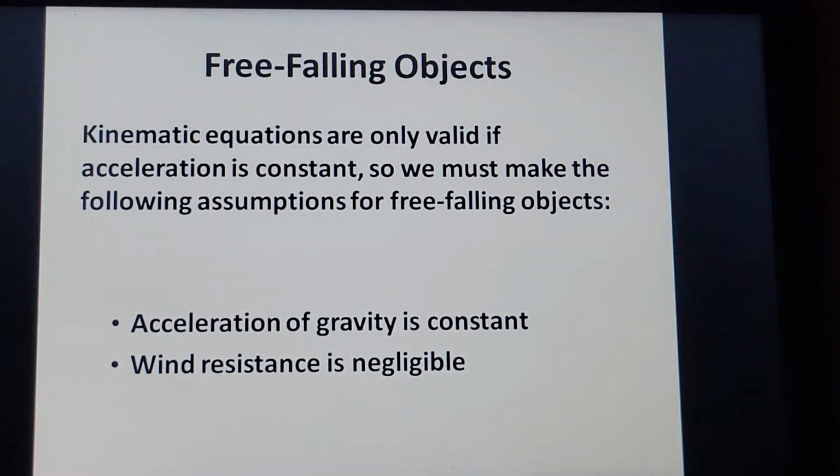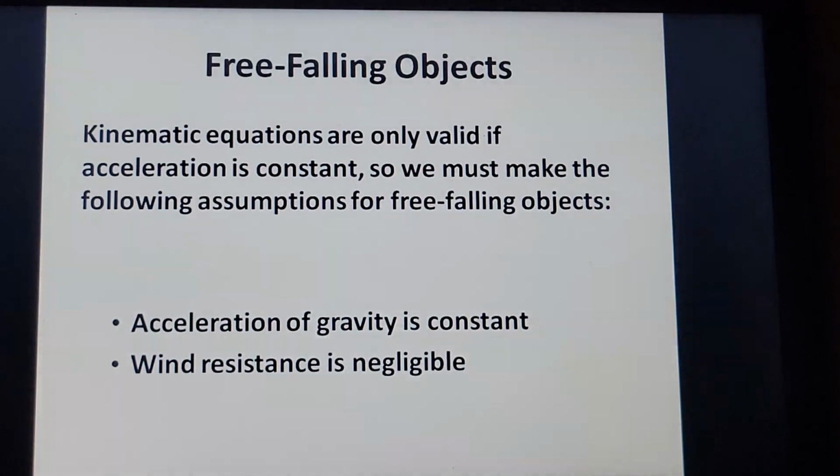Okay, now we're going to do a couple free-falling object problems. Anytime a ball is flying through the air, it's a free-falling object. If you throw a ball straight up in the air, it becomes a free-falling object the instant it leaves your hand. Even though it's traveling upward, it's still a free-falling object. In free-falling objects, you have to assume constant acceleration if you're going to use kinematic equations. And so we're going to use the following assumptions.